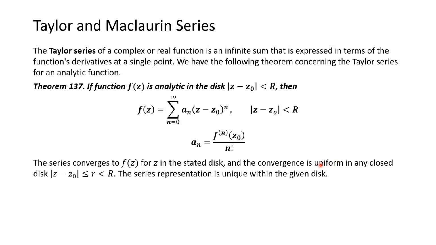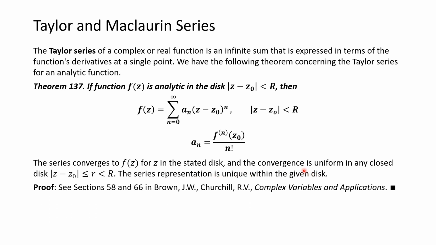Yeah, and the convergence is uniform, as we discussed in the previous lesson. This convergence is uniform in the disk, less than or equal to r, where small r is less than capital R. And the series representation is unique. So this is a bit of a complicated proof. If you're interested, you can check the book by Brown and Churchill, which I've referenced here, and actually they proved the theorem in section 58, and I believe in section 66 they addressed the uniqueness part of it.